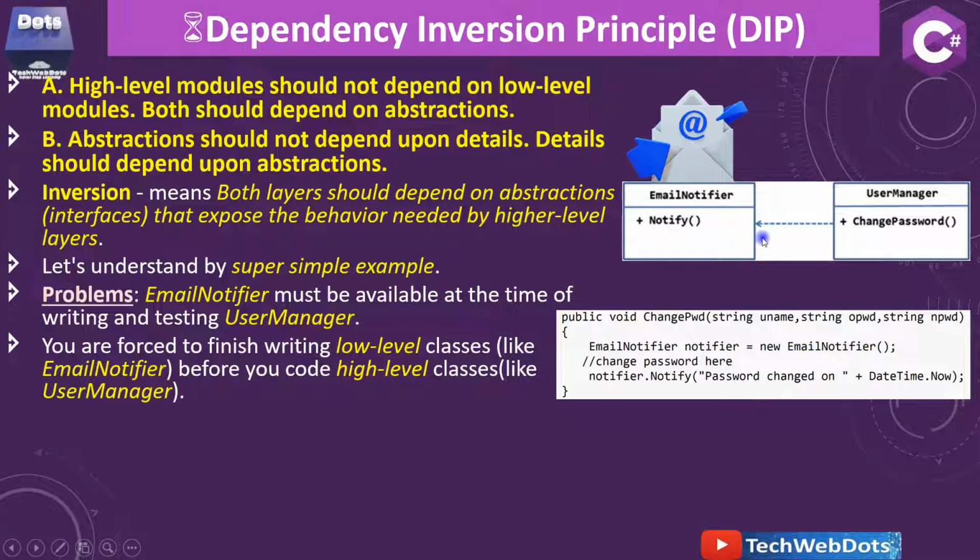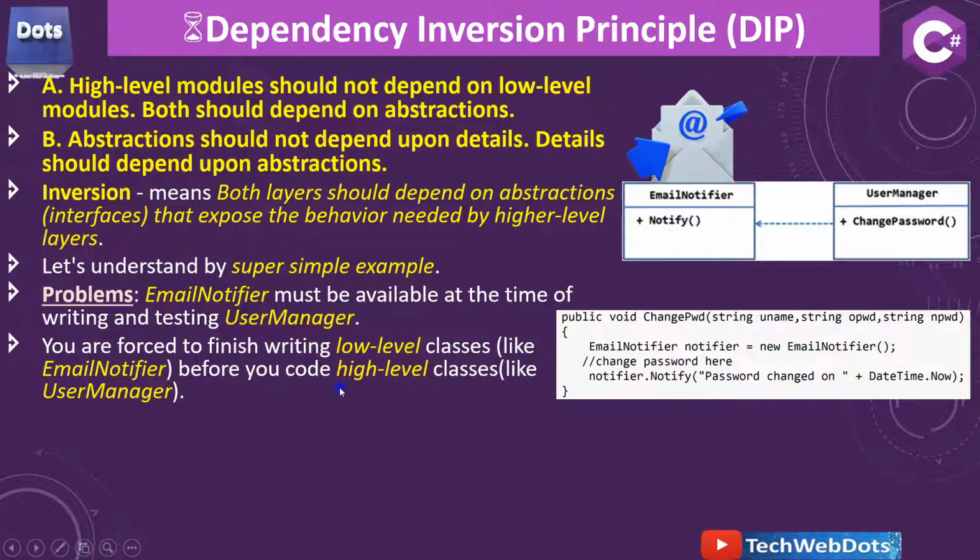In this scenario, we were talking about layers, right? We were talking about levels. So this is my high level class, this user manager. It is doing the primary responsibility, a very significant task, and my auxiliary task is performed by email notifier. So this is our high level class and this is our low level class. So we are forced to finish writing low level classes like the notifier before we code the high level classes.